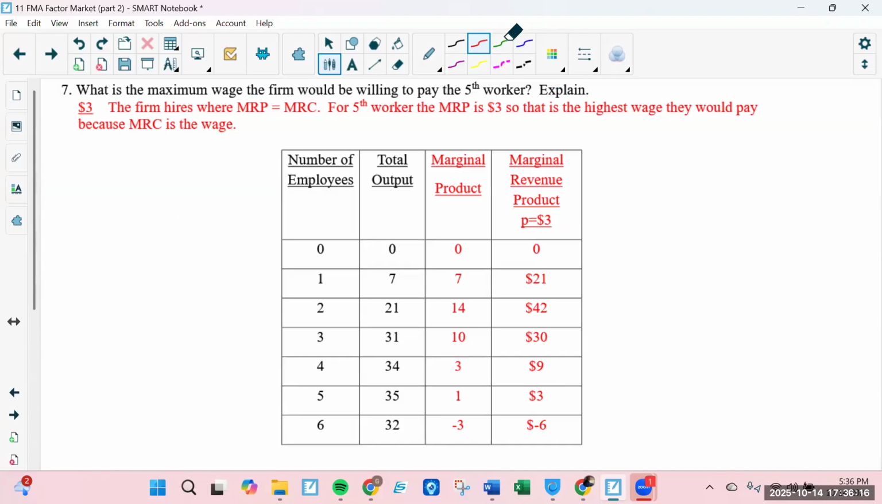And I said here MRC. Remember, MRC and MFC are interchangeable. Okay, I kind of did that on purpose. They're interchangeable. The AP exam is most likely going to use MFC, but you might read it in a book somewhere where it uses MRC. The bottom line is the most you pay them is $3 because they're bringing $3 in the cash register, which is the MRP. So the most you pay them is $3.